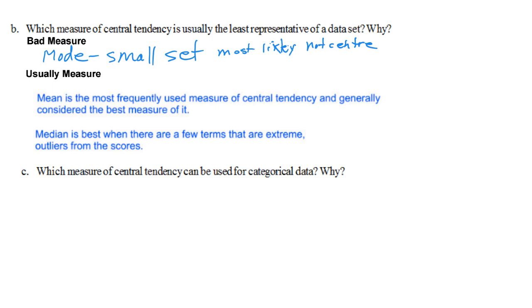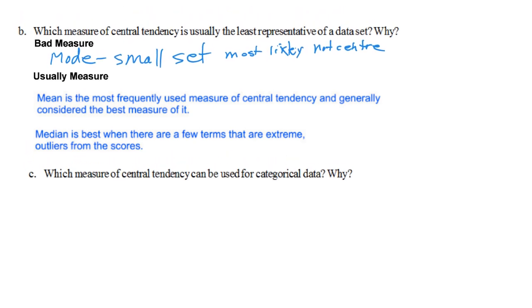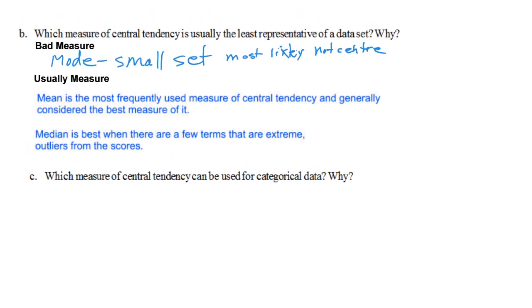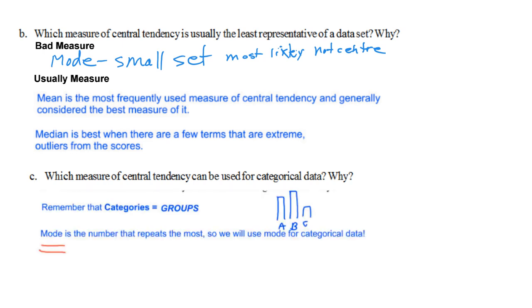Okay, so now finally, our final question of the day is: which measure of central tendency can be best used for categorical data? Remember that when you have categories, we're talking about certain groups, and we can use a histogram to identify which is the most repeated group in our set.